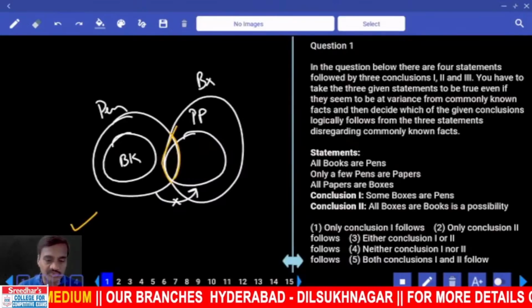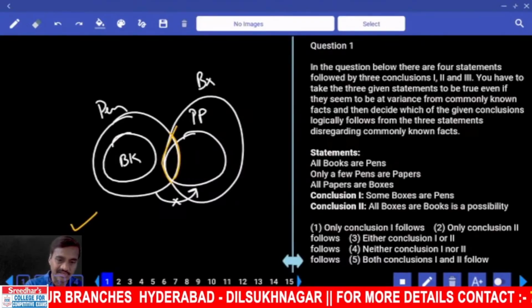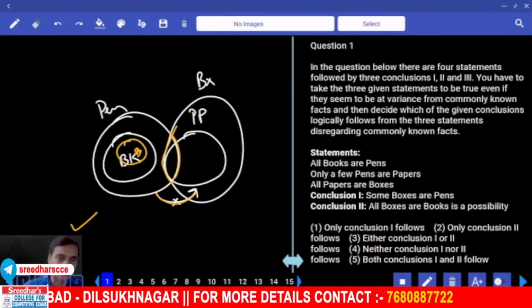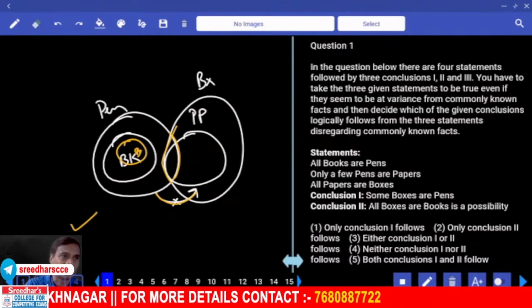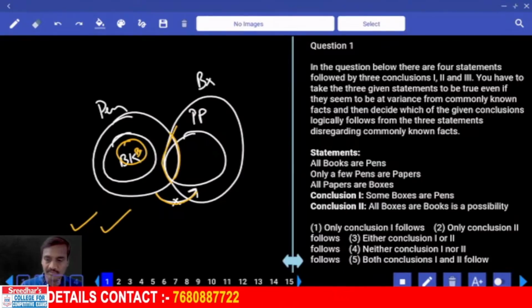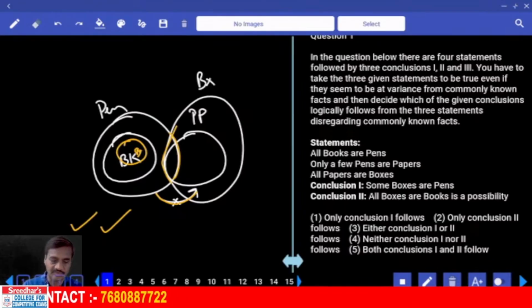All boxes are books. Is it possible? Now this entire box, can I write box like this or not? Entire pen cannot be a part of paper, but paper can be a part of pen. Clear? Hence, what is your answer? Both 1 and 2, choice 5, question number 1.